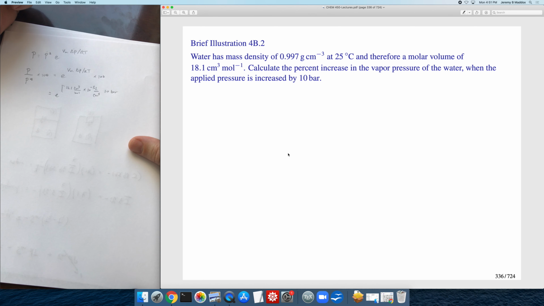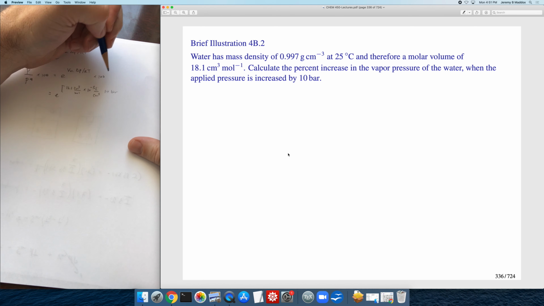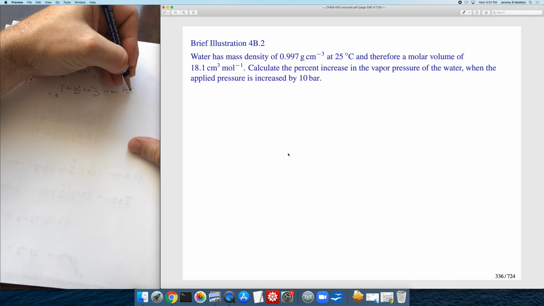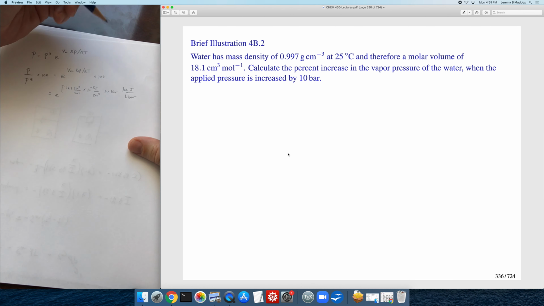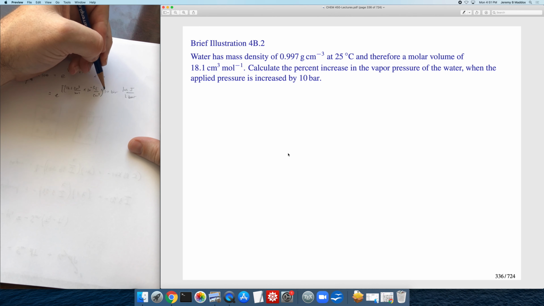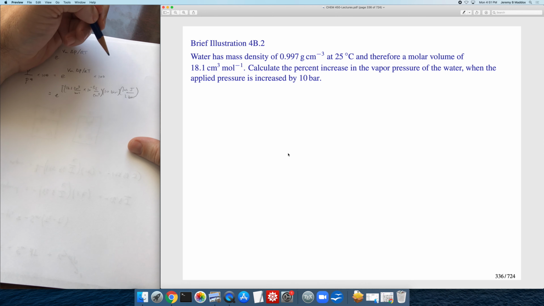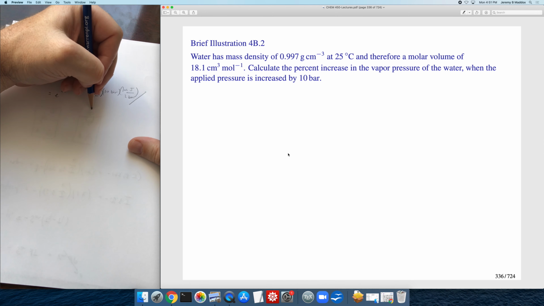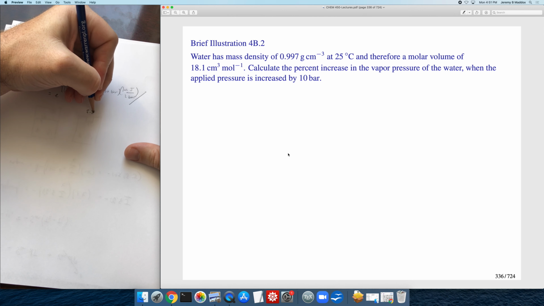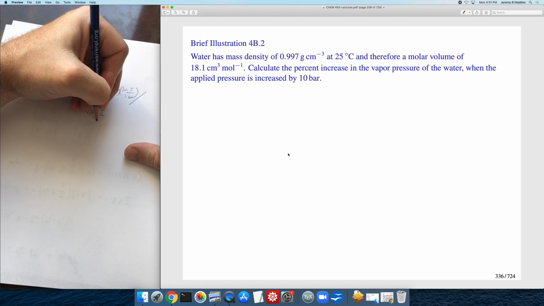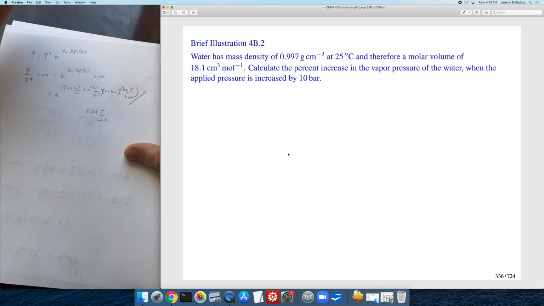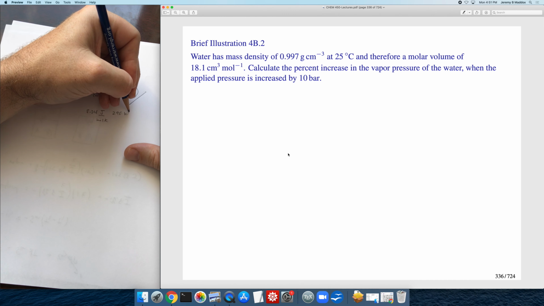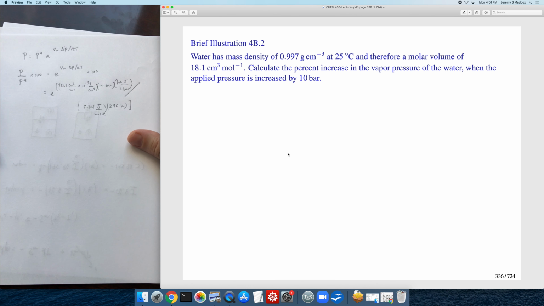And I want to convert that to joules. So I'm going to say that there are 100 joules per liter bar. That's the conversion factor between liters bars and joules. So we've got all of these things being multiplied together, and then we need to divide by R times T, 8.314 joules per mole Kelvin, and that's at 298 Kelvin. And that's going to be the end of the exponential.